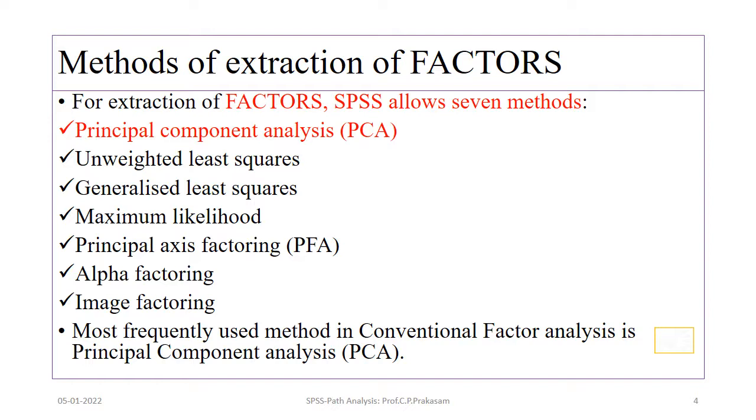How to derive these factors? There are various methods, which are called methods of extraction of factors. For extraction of factors, SPSS allows 7 methods: the principal component analysis method, unweighted least squares, generalized least squares, maximum likelihood, principal axis factoring, alpha factoring, and image factoring. Among all of these, the most popular method used in conventional factor analysis is principal component analysis.